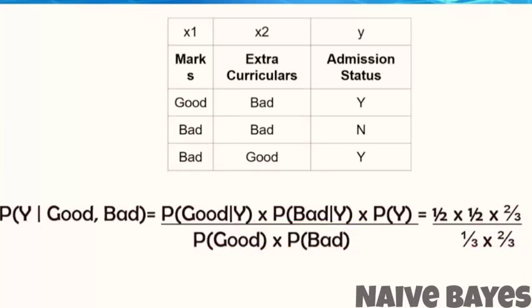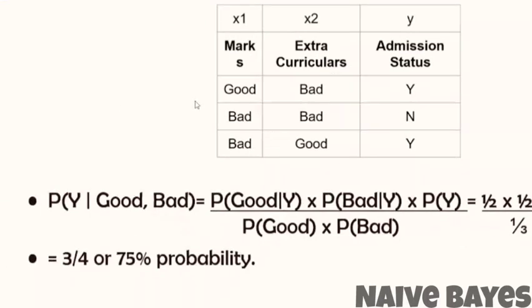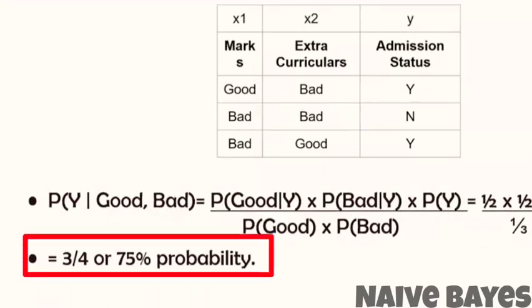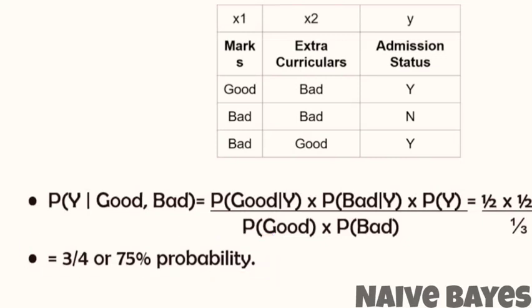So ultimately, this is the probability of y over good comma bad. And then the chances of getting in. Okay, so the chances of getting in, or getting an admission, is over 75%. Okay, so that is about naive Bayes. So in the next video, we'll be seeing about SVMs.